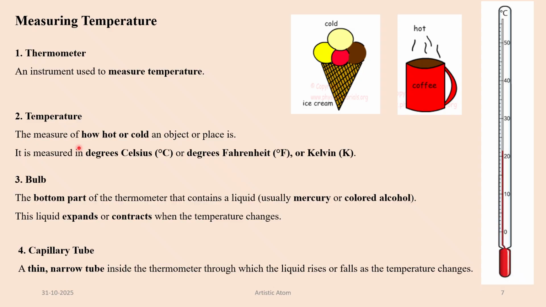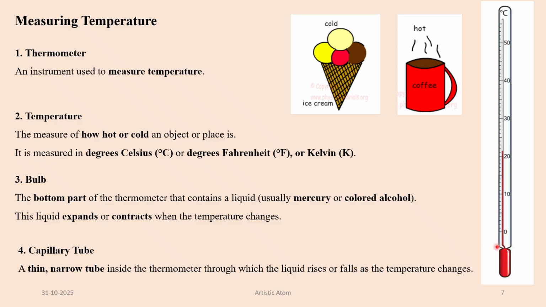Now there are three different units that we use to measure the temperature. First is degree Celsius, second one is degree Fahrenheit, and third one is Kelvin. These three types of thermometer you will be able to find in the market. Out of these three, Kelvin is the only SI unit for the temperature. So whenever we are carrying out any calculations in chemistry, physics or biology, we always make sure to convert the temperature into Kelvin units.